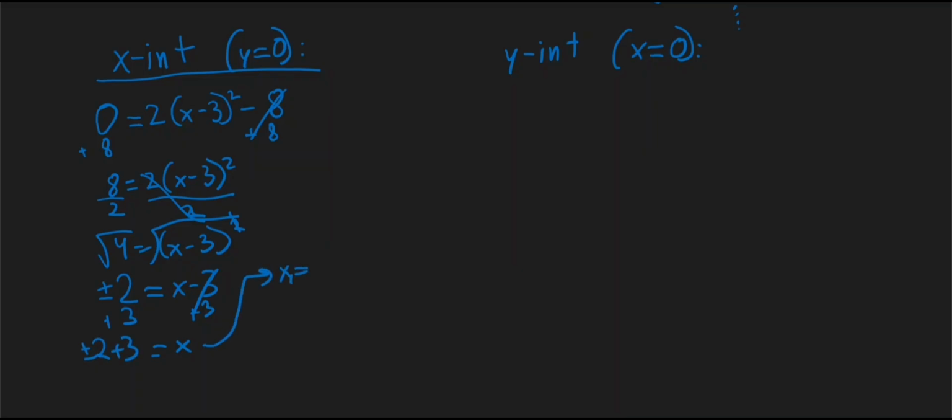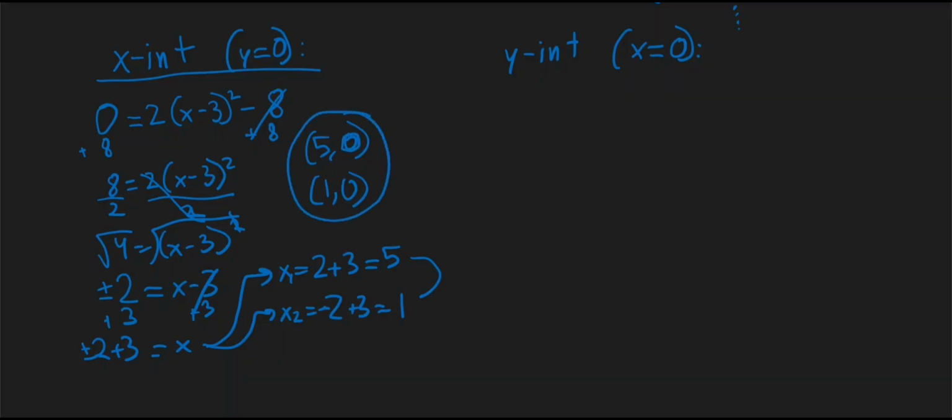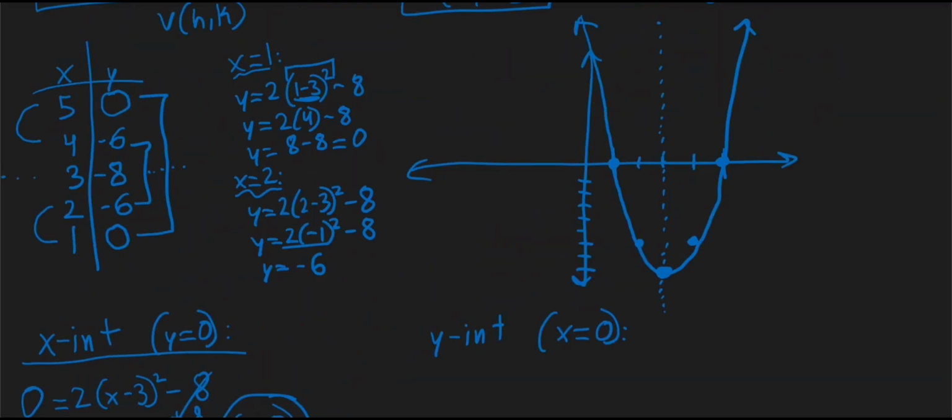The first one being 2 plus 3, or the second one being negative 2 plus 3. So in the first case, 2 plus 3 gives you a 5, and in the second case, negative 2 plus 3 gives you a positive 1. And that means that we plugged in a y value of 0 to obtain these values of x, and these correspond to the points when x is 5, then y is 0, or when x is 1, then y is also 0.